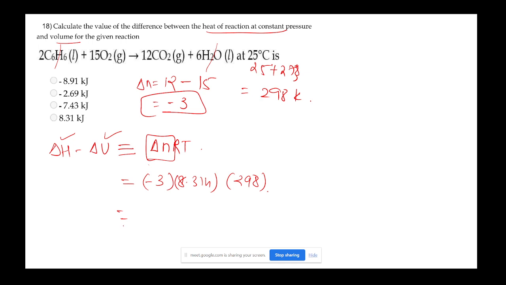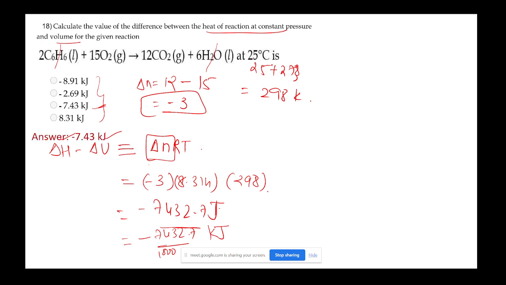If I do the calculation, then it will be minus 3 into 8.314 into 298, which is minus 7432.7 joules. Okay, now since this is in joules and the options are in kilojoules, I will divide it by 1000. So 7432.7 divided by 1000 will give me energy in kilojoules. So the answer will come out to be minus 7.43 kilojoule.